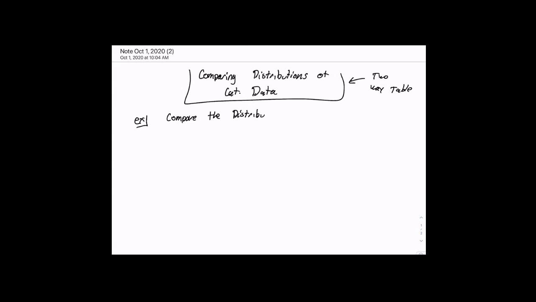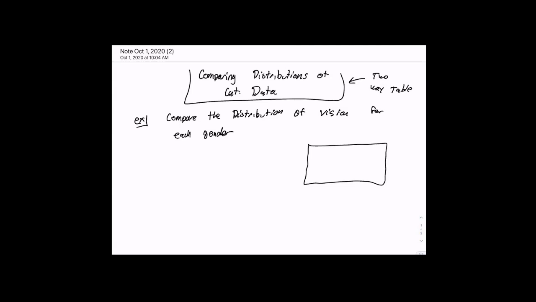And so the question here is that we're comparing the distribution of vision amongst, or for each, gender. So we're going to utilize the information that we had gotten yesterday.